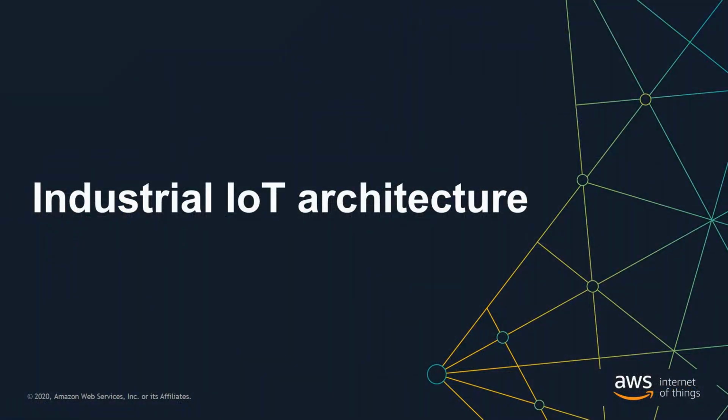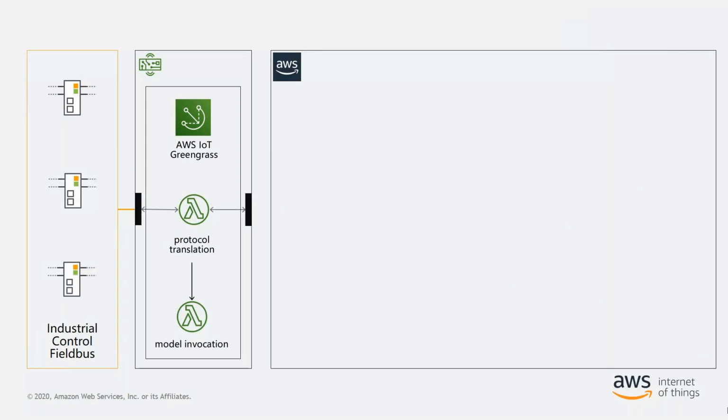So I want to take a look at another angle from an industrial architecture perspective. We really looked at the edge side, but to give you a fuller picture, I want to also take a look at what we're doing with that data up in the AWS Cloud. So on the edge, all the smartness on the edge that's happening there, we have industrial controlled field bus units within an industrial ecosystem feeding data to AWS IoT Greengrass. And as part of AWS IoT Greengrass, we have Lambda functions, and those Lambda functions can do protocol translation, and they can also invoke models, which is the machine learning part of the process.